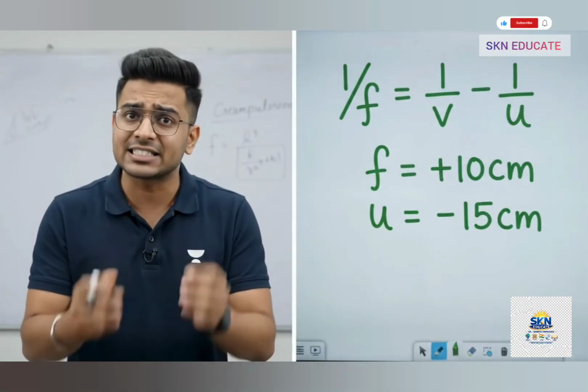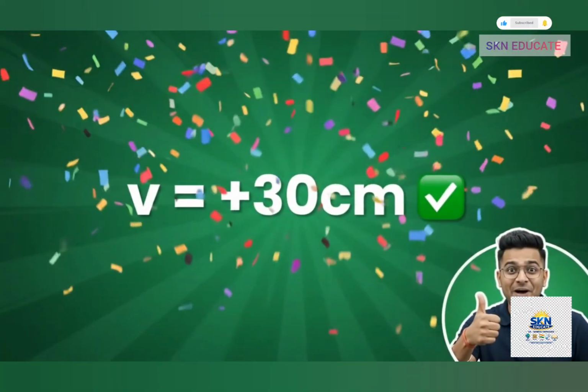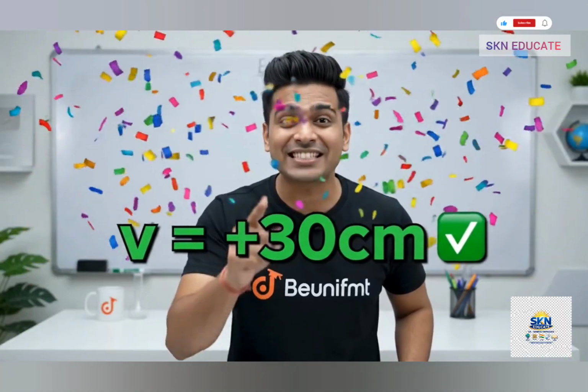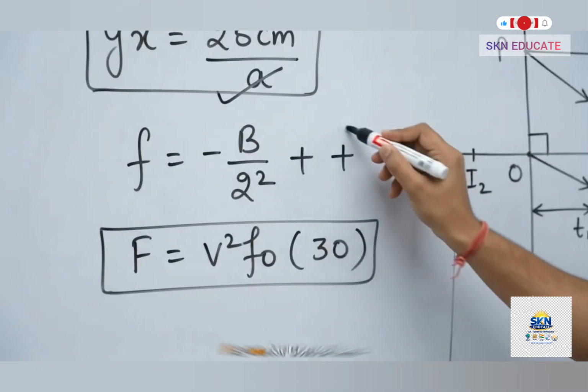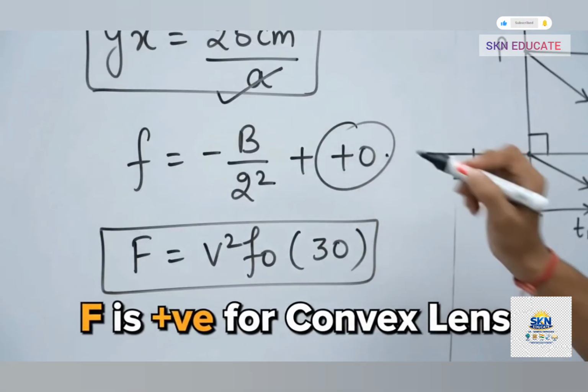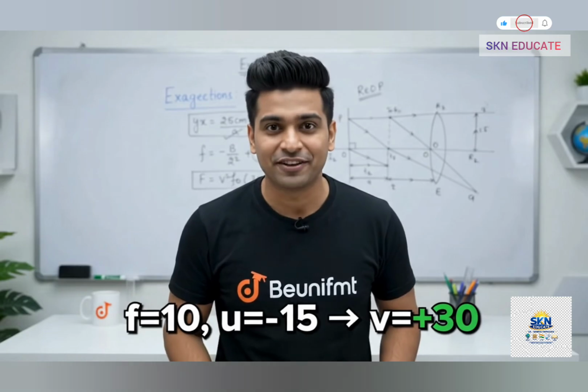Use this super sign trick, substitute and solve it quickly, and you get full marks. V equals plus 30 centimeters. Plus means a real and inverted image. Convex lens focal length is always positive. Next, positive.